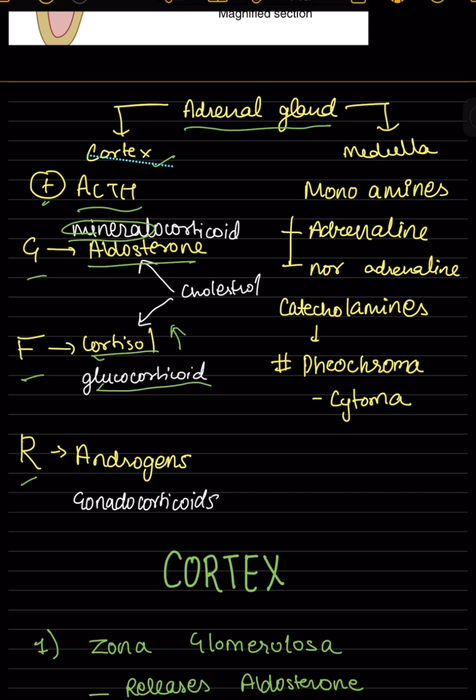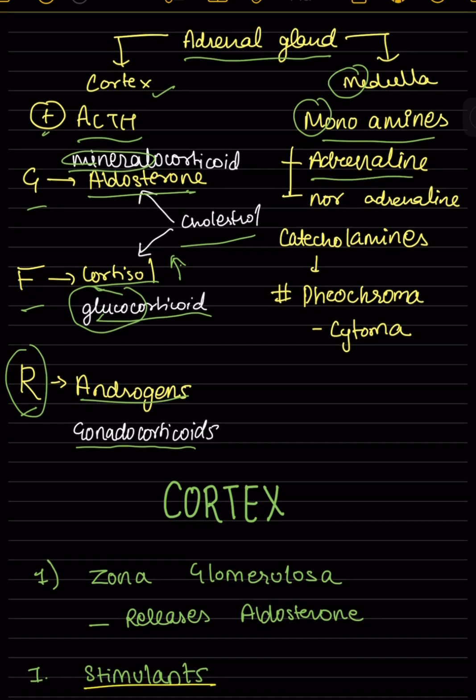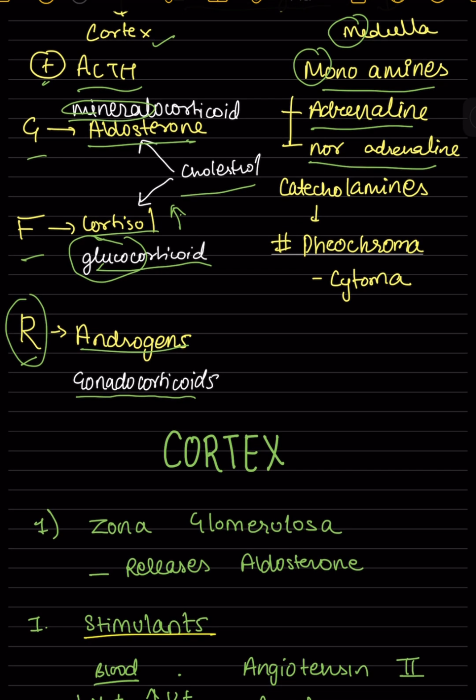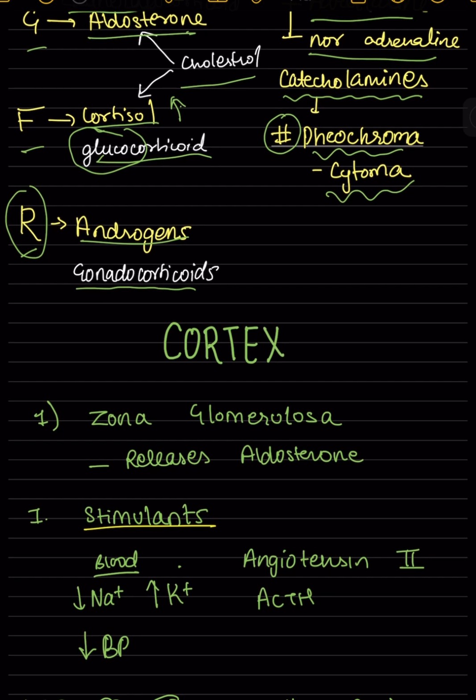These both are synthesized from cholesterol. Last but not least is the reticularis, which produces androgens, which are known as gonadocorticoids. Then comes the medulla. M for medulla, M for monoamines. It produces monoamines: adrenaline, noradrenaline, epinephrine, norepinephrine. It produces catecholamines, and it has a disease manifestation known as pheochromocytoma, that is, a tumor of the adrenal gland. Now let's look at the cortex first and the medulla next.